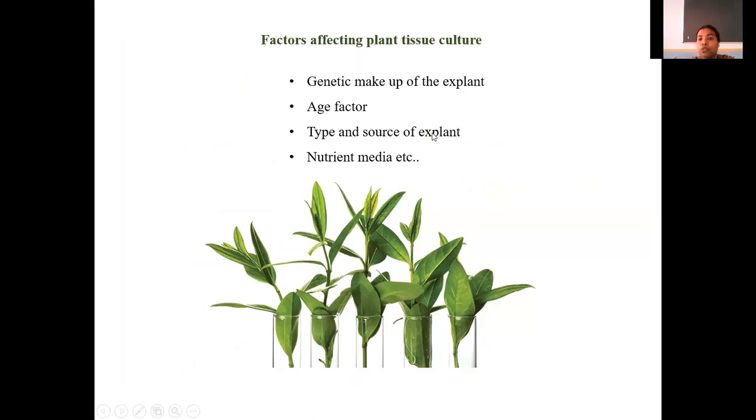Third one is type and source of explant. What type you are taking, whether it is from a tree, shrub, or herb, that decides. And source of the explant means which portion you are taking: leaf, protoplast, anther, pollen, ovule, embryo, root portion, internodal portion, nodal portion. That will also determine the success of plant tissue culture. And the fourth one is nutrient media. There are specific media to raise plant tissue culture, depending on which nutrient media you have selected. So these are the four factors that determine the success of your plant tissue culture.